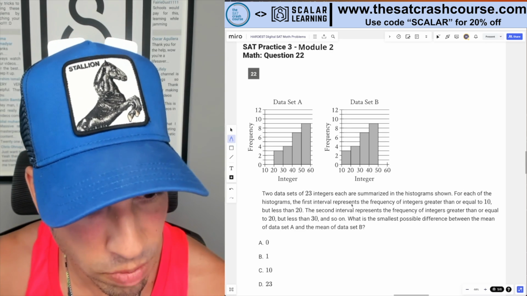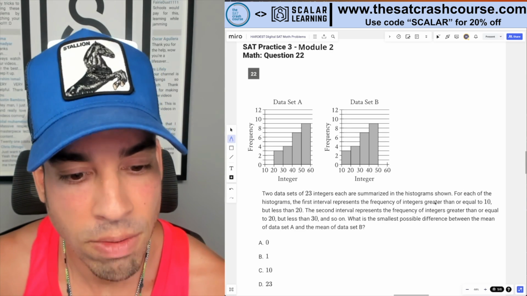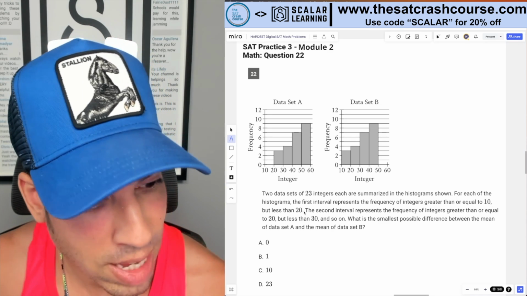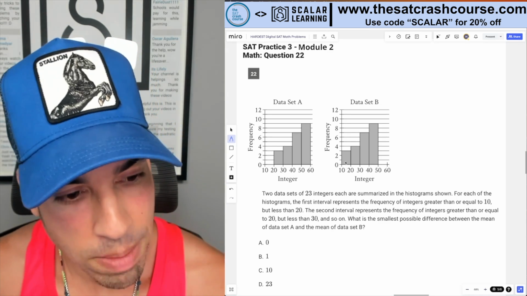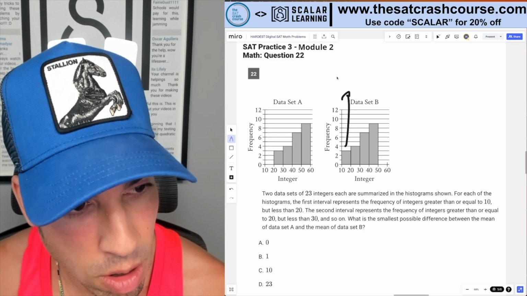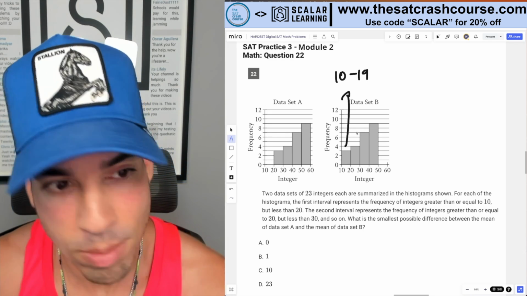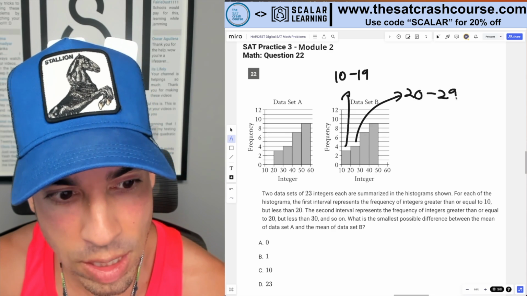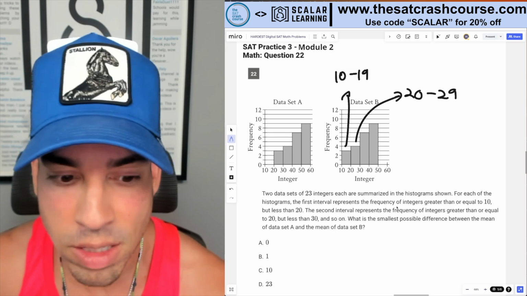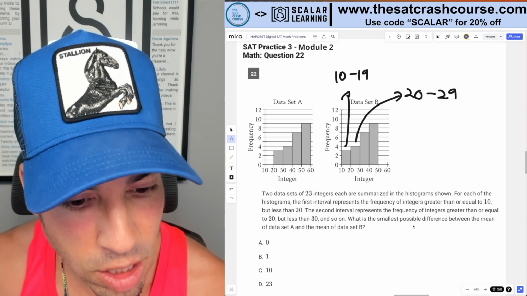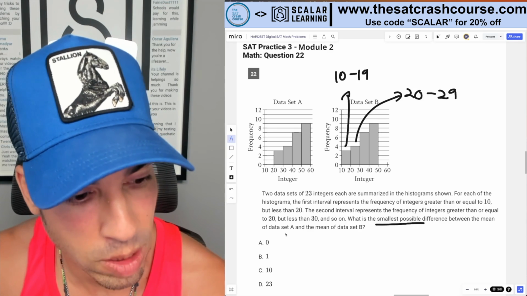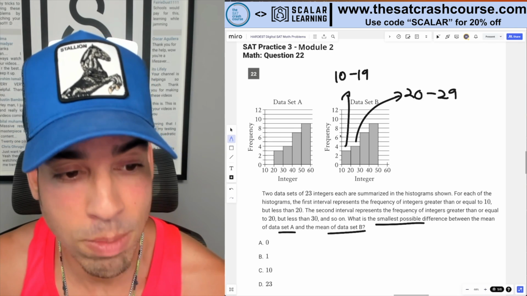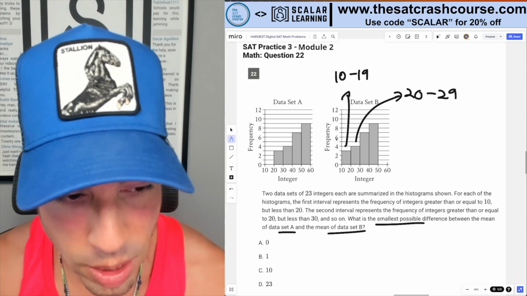For each of the histograms, the first interval represents the frequency of integers, again, greater than or equal to 10, but less than 20. So what does that mean? This is integers from 10 through 19 because this is less than 20. These are integers from 20 through 29 and so on and so forth, and the same applies here. Just knowing this information, it says what is the smallest possible difference between the mean of A and the mean of B. So basically what this means is we need to get these means as close to each other as possible to get that smallest difference.